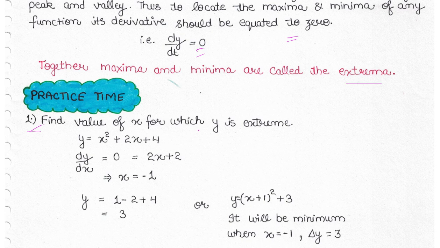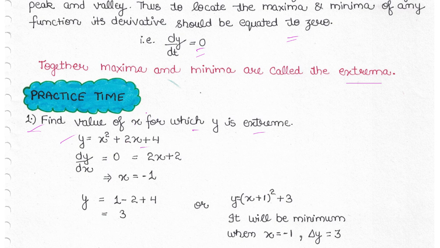Find the value of x for which y is extrema. If we have a function like y is equal to x square plus 2x plus 4, then the question is to find the value of x for which y is extrema.